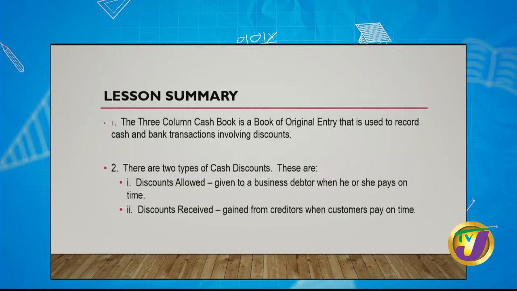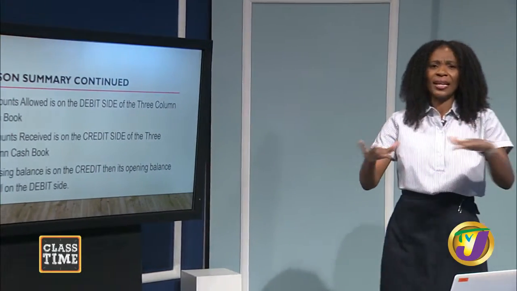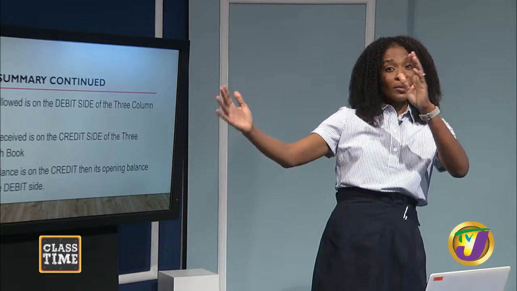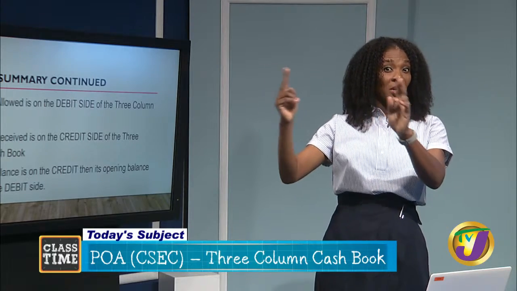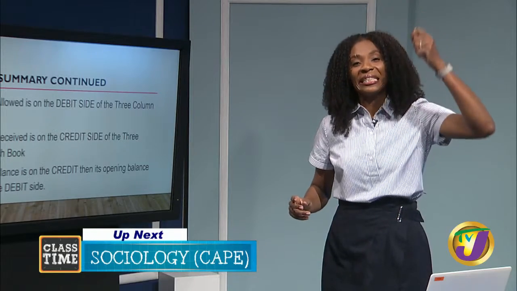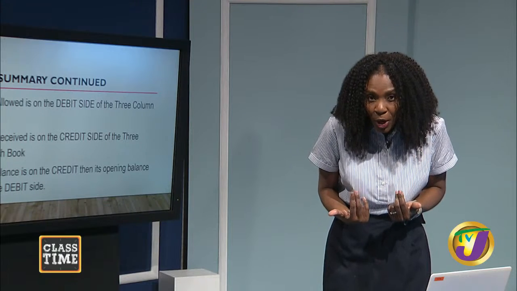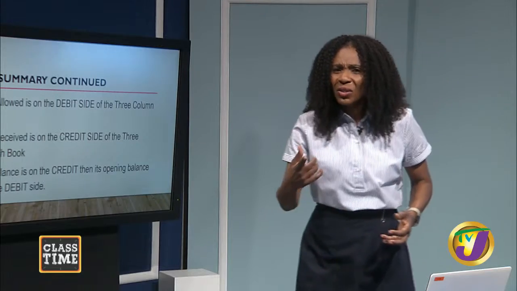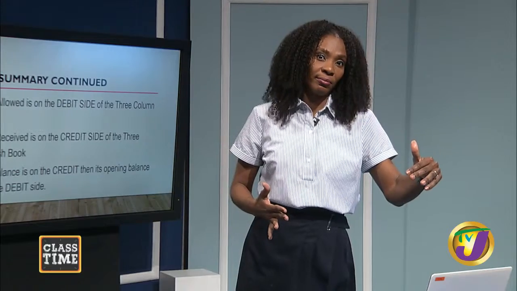Our summary continues. Discounts allowed, students, because that's a common mistake that is made in the exam. When we're drawing up the 3-column cash book, sometimes students get confused with the sides to put the discounts. Discounts allowed is always on the debit side or the receipt side, because while you're receiving the money from your customer, you're allowing them a discount. And also, discount allowed is an expense, and all expenses are debited.